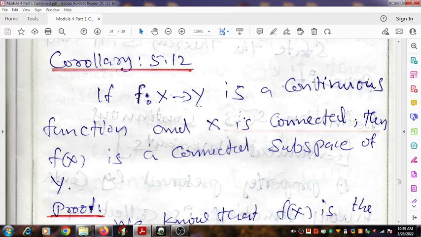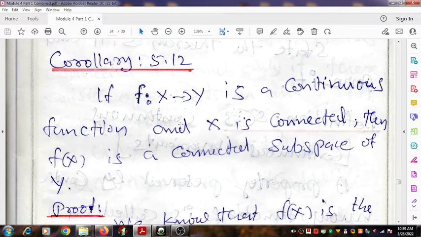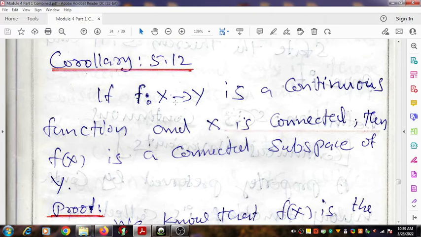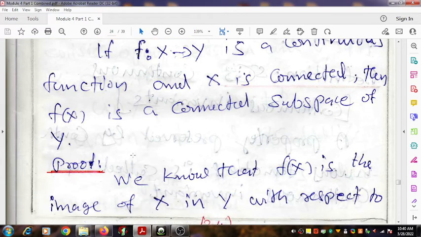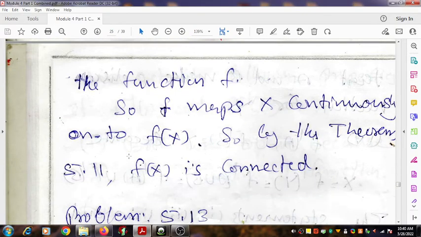Since f of X is a subset of Y, using the previous result, we can argue that f of X is connected. It's because f of X is the image of the function f, and f is defined from X onto f of X. Since f is defined from X onto f of X, we can apply the previous result and get that f of X is connected whenever X is connected. So that's an application of the previous result. Hence we get the proof of the corollary.